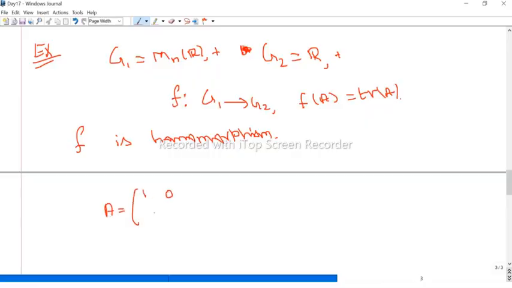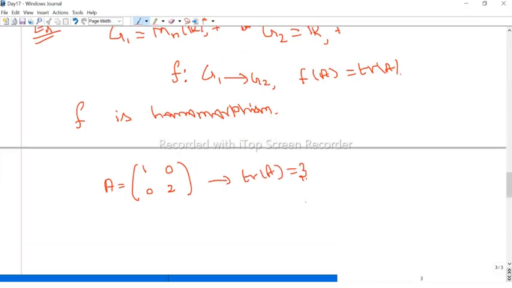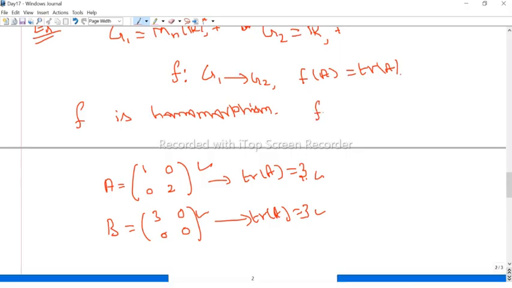Why? Because suppose I am taking some matrix A, let's take the case of a 2 by 2 matrix. Suppose I am taking 1, 0, 0, 2. What is the trace of this matrix? It is 3. Now we take another matrix B: 3, 0, 0, 0. This is also a 2 by 2 matrix. But what is the trace of this matrix? It is also 3. So therefore we have different matrices but the same image. Therefore this function is not 1-1. So F is not 1-1.